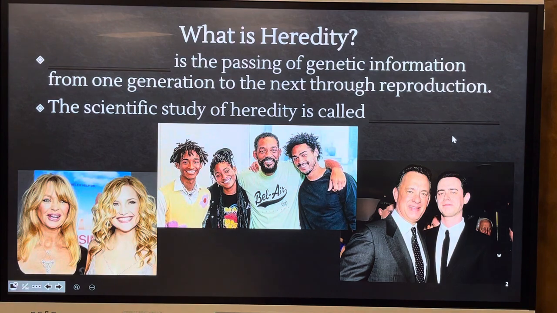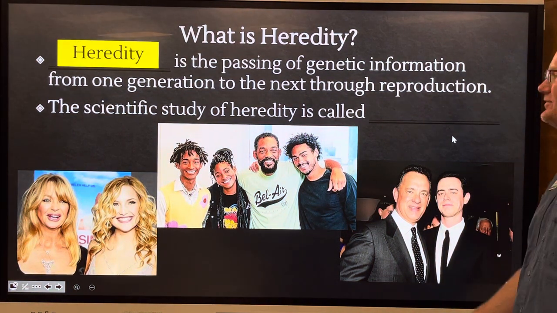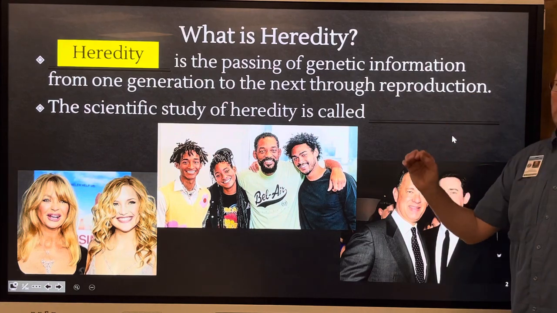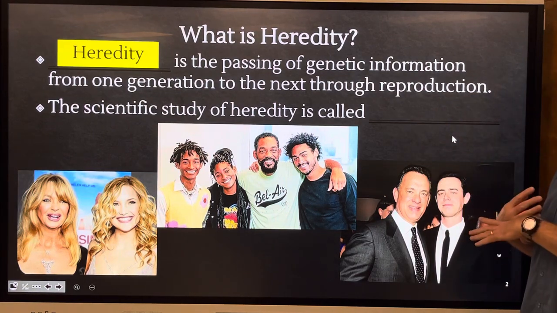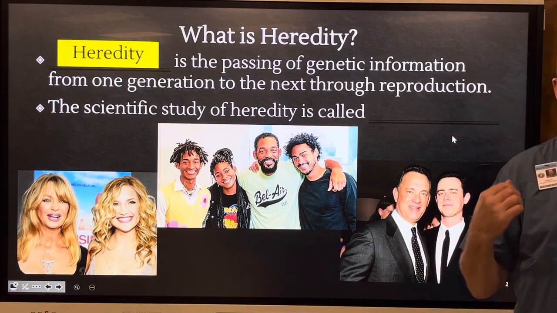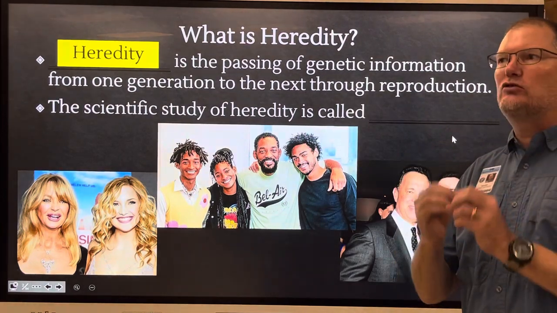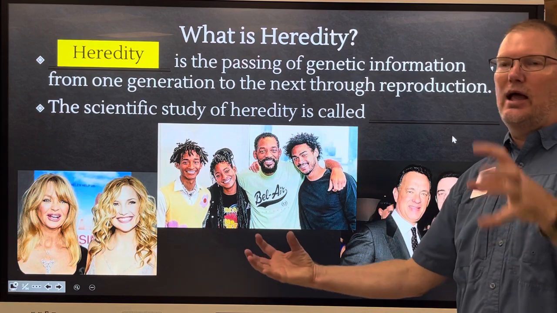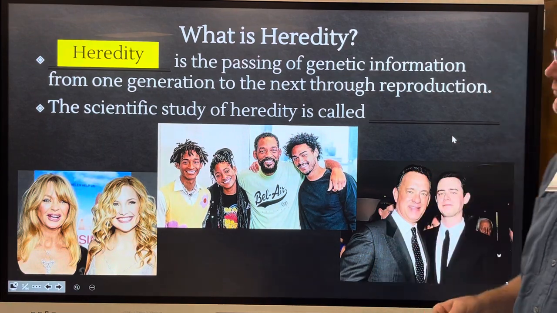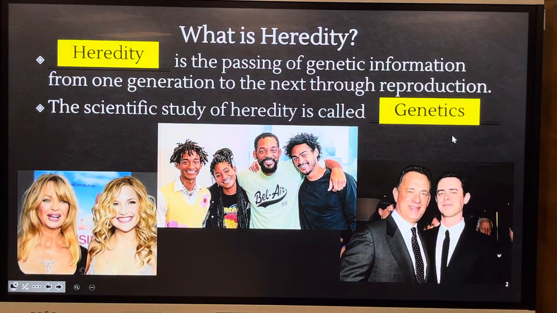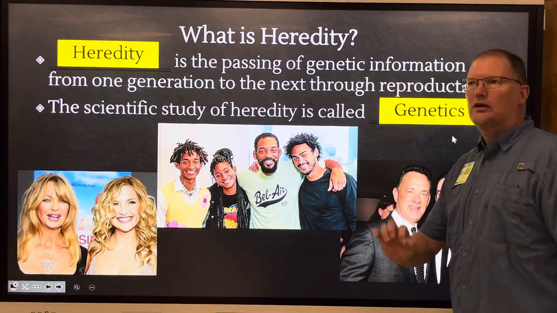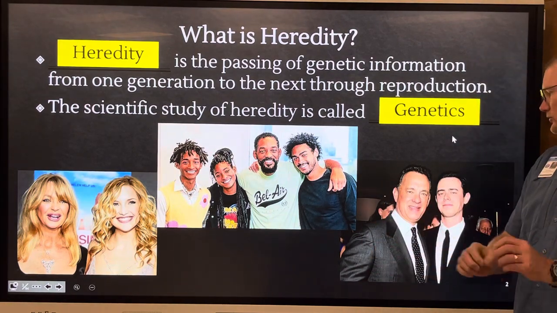So what is heredity? It is the passing of genetic information from one generation to the next through reproduction. In order for heredity to occur, you need to have a mom and a dad. Studying heredity is called genetics.